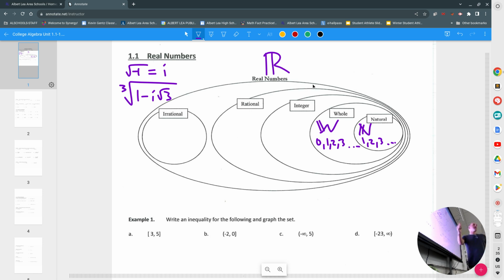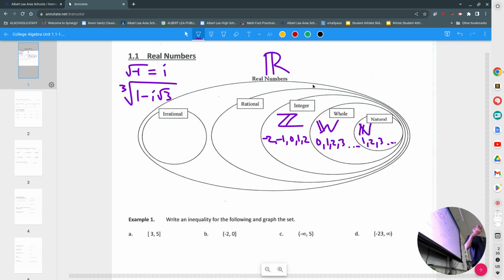Integers add in what kind of numbers? Negatives. For integers, the sign is a Z with a double line. We have numbers like -2, -1, 0, 1, 2, and so on. Notice that in our set here, all the natural numbers are also integers, but not all the integers are natural numbers. So if you notice the graphic organizer, that's the way it's building.